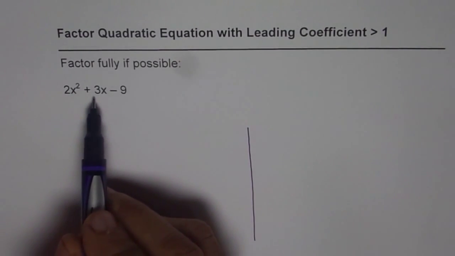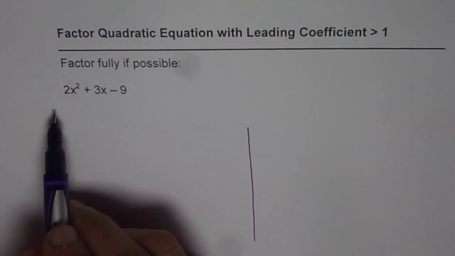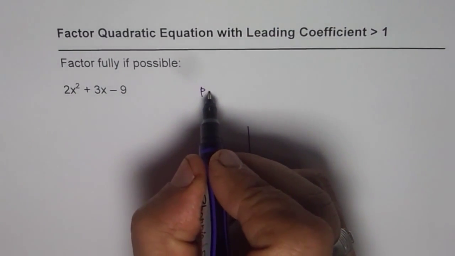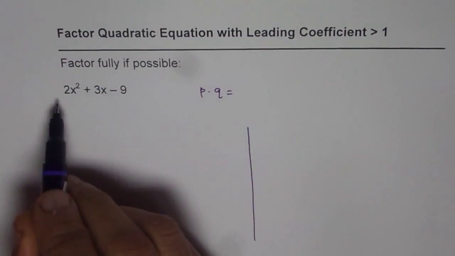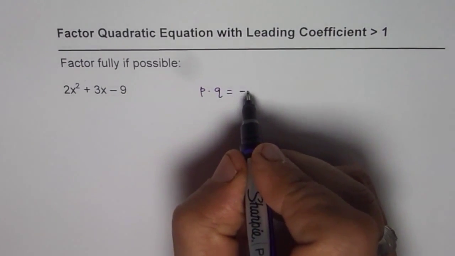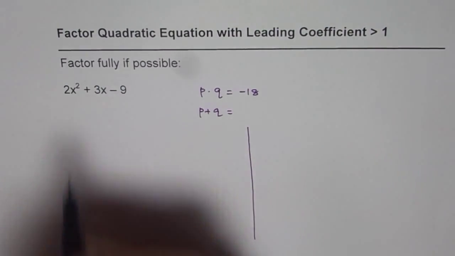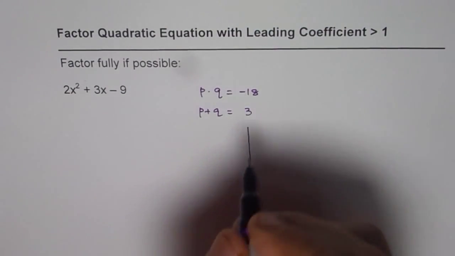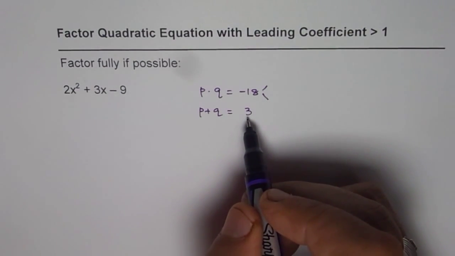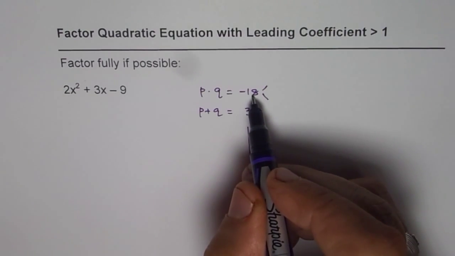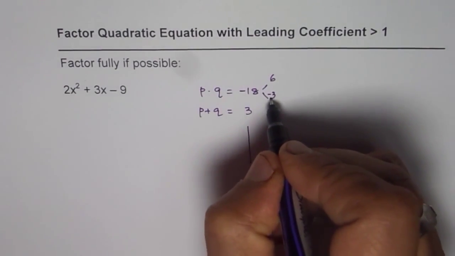Now we have 2x squared plus 3x minus 9, leading coefficient is 2, which is greater than 1. So we are looking for two numbers. Let us say the numbers are p and q, whose product is 2 times minus 9, AC, right? 2 times minus 9 is minus 18. And the sum of these two numbers should be plus 3. That is what we are looking for. So minus 18 and plus 3, that means the bigger number should be positive, smaller negative. 6 times 3 is 18, so we can write 6 and minus 3.